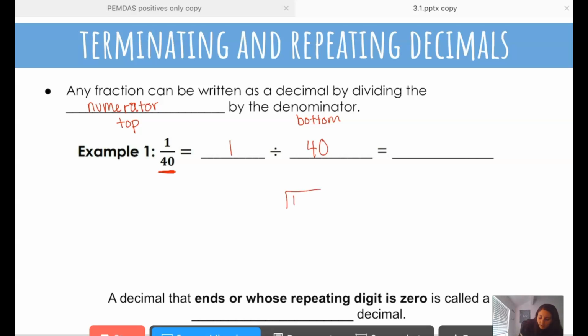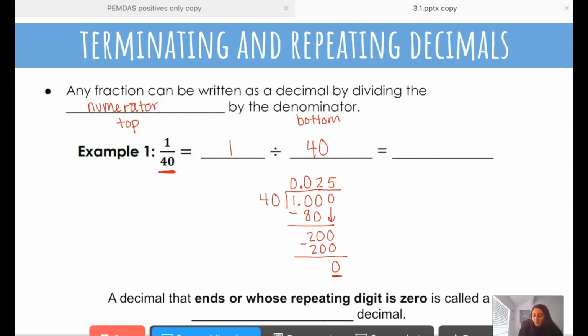And we can do our long division, 1 divided by 40. 40 goes into 1 0 times. We're going to have to add our decimal point and annex 0. 40 goes into 10 0 times, so we're going to have to add another 0. 40 goes into 100 twice, and 40 times 2 is 80. So we're going to write that down. Subtract, 100 minus 80 is 20. Bring down the 0, and 40 goes into 200 5 times. And 200 minus 200 is 0.